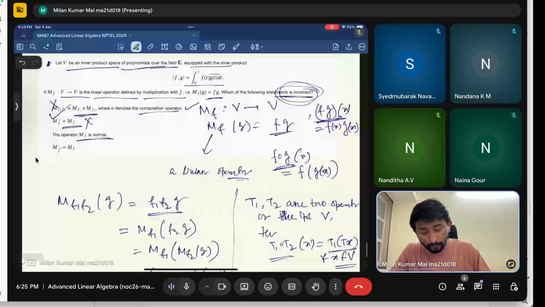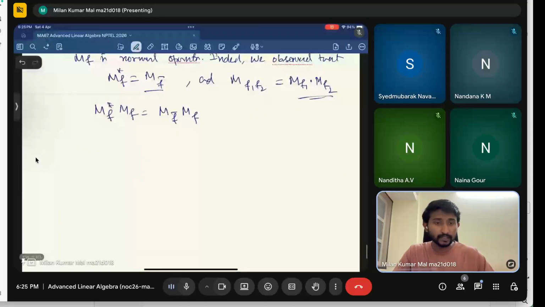Now if I write M of f star M of f, then by the first formula we can write M of f bar, and by the second formula M of, this is composition. When I write T1 T2 for two operators, that means composition: T1 T2 at the point x means T1 of T2 x. But when I write f1 f2, that's not like this. f1 f2 means the multiplication, but f1 composed with f2 means composition.